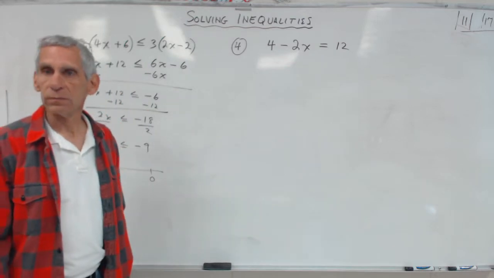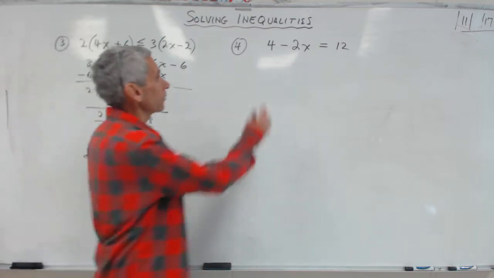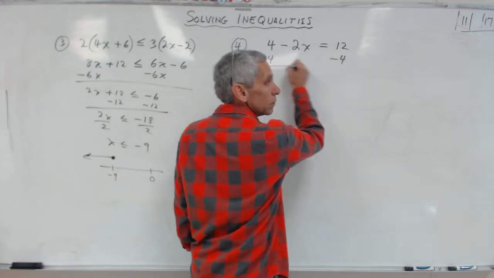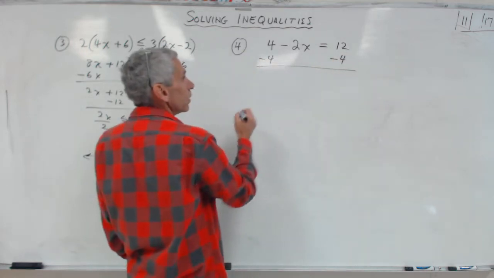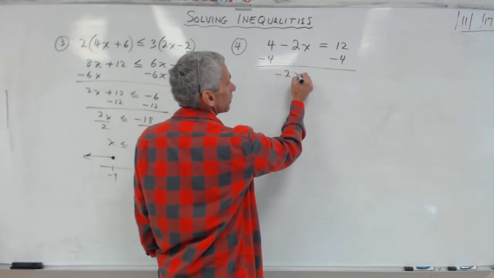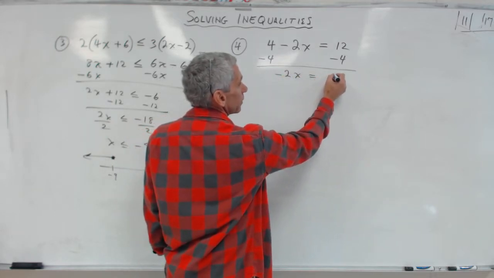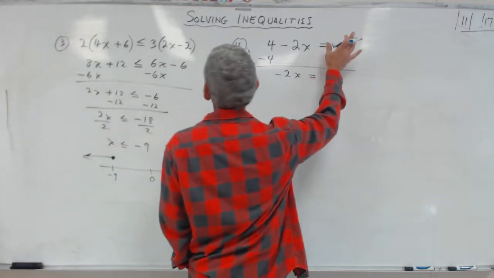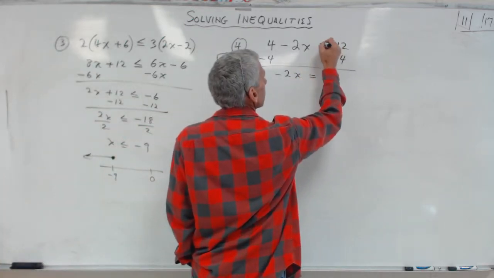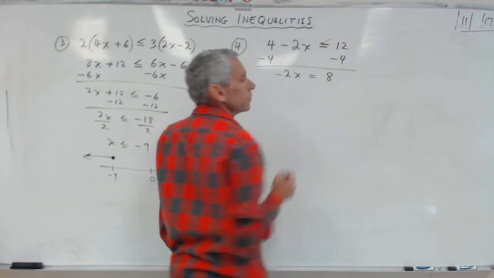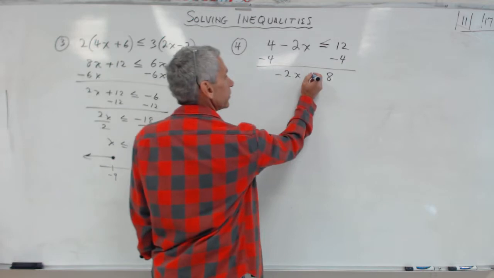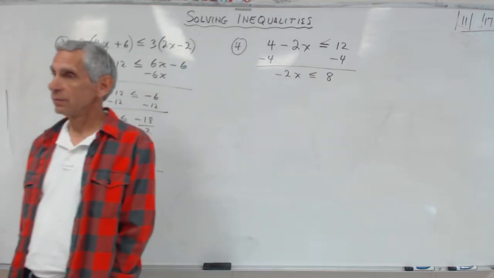What would I do? Subtract 4. Subtract 4. That gives me negative 2x is equal to what? 8. Now what would I do? Divide by negative 2. Wait a minute. I didn't mean equals. Sorry. We'll make it less than or equal to. I apologize. So okay, less than or equal to. Now what would I do?